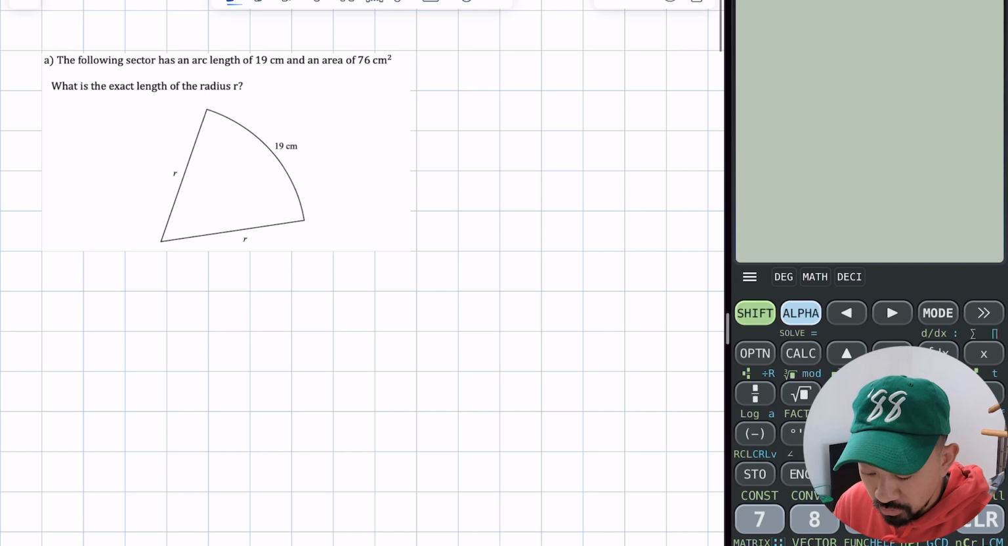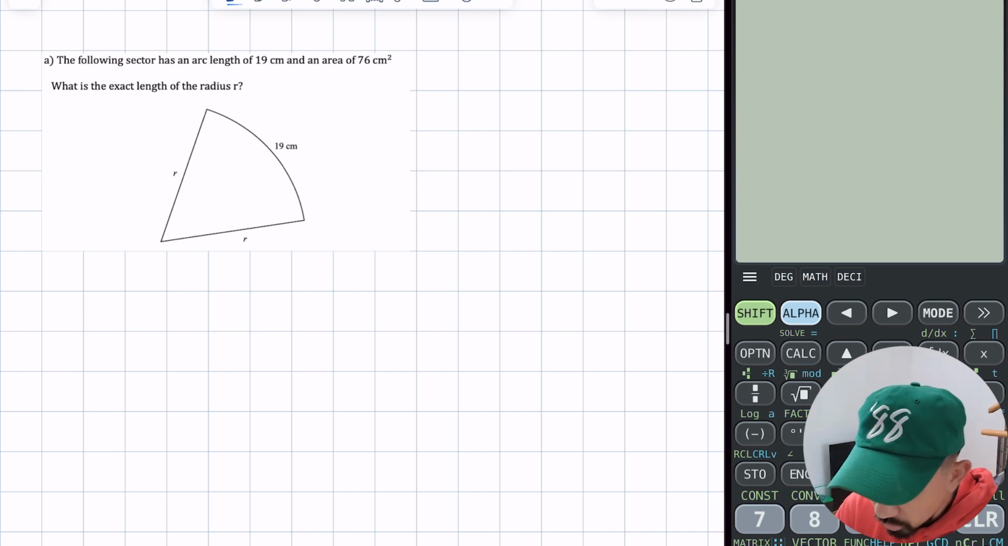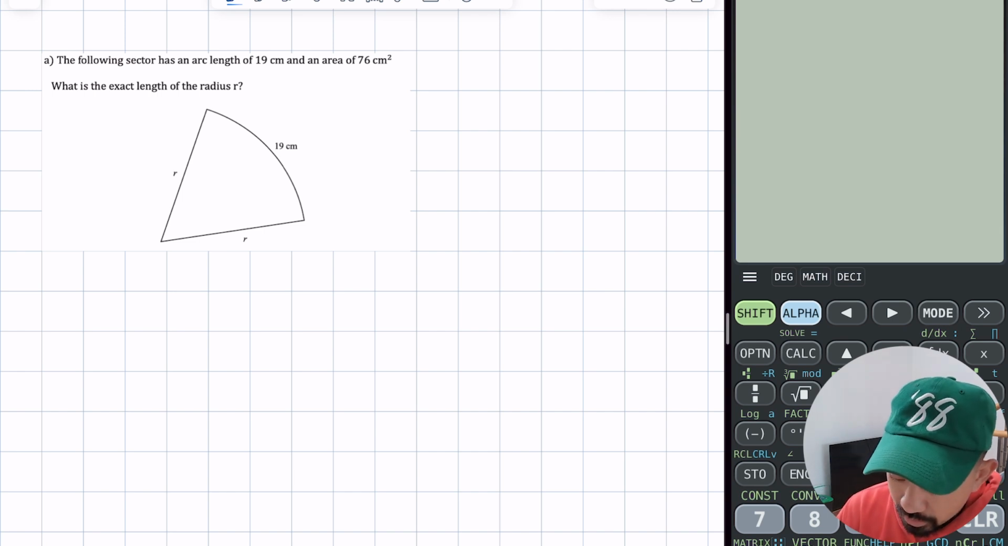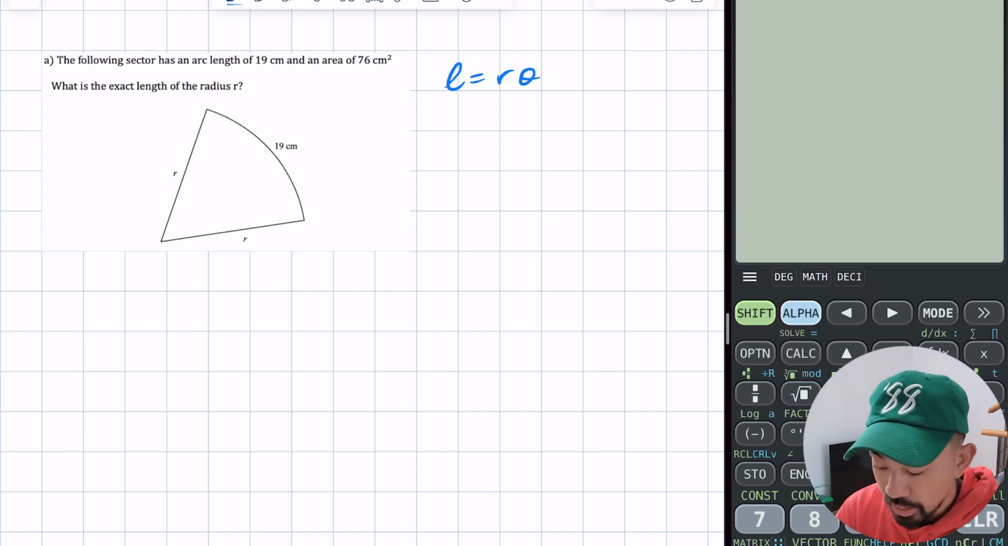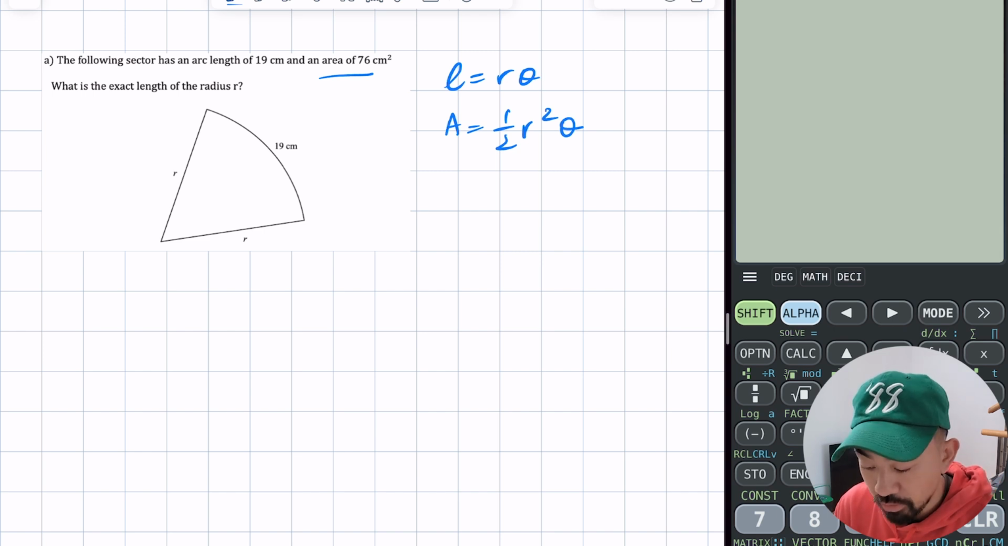Alright, here's the first question. The following sector has an arc length of 19 centimeters and an area of 76 centimeters. What is the exact length of our radius? So straight away, length of an arc is this formula here, L is equal to R theta. And I've also got area. So I'm going to need both these formulas, okay? So area of a sector and length of a sector.